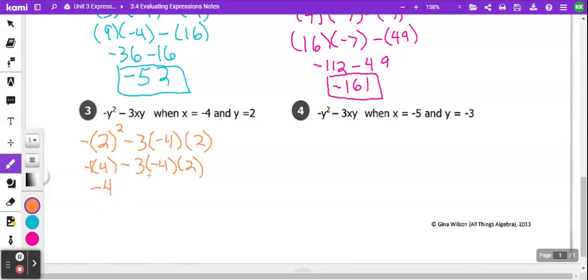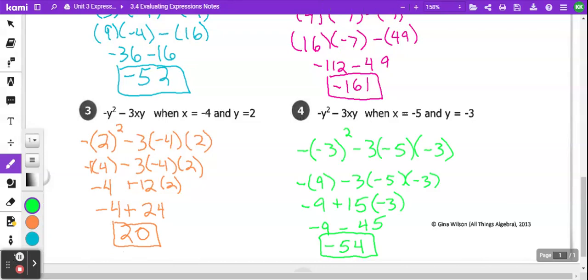So I have negative 4, and then I can go ahead and multiply those. A negative 3 times a negative 4 is a positive 12, and then I still have times 2. So now I am multiplying right here. So I have negative 4 plus 12 times 2 is 24. Then I have negative 4 plus 24, which is positive 20. Now try example 4 and check it with the Edpuzzle video. So check your work with number 4, and then you are going to be ready to go to Khan Academy to practice.